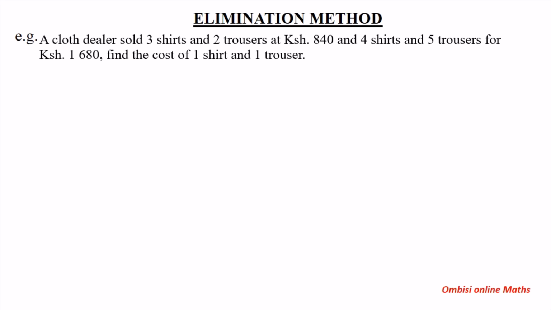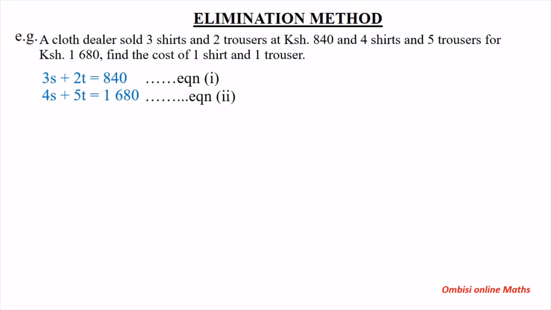Now, given a word question, first of all, you have to extract linear equations from it. So we let the shirts be represented by S and trouser by T. So 3 shirts plus 2 trousers is supposed to give us 840 shillings. Then 4 shirts plus 5 trousers is supposed to give us 1,680 shillings. We'll call this one equation 1 and the next one equation 2.